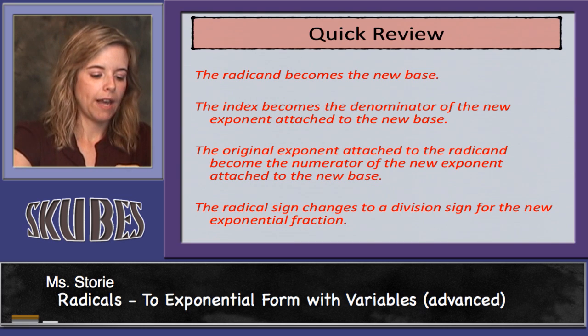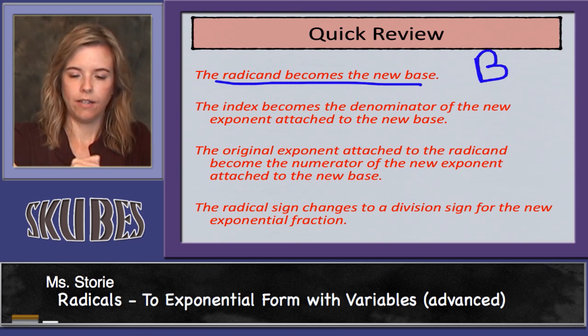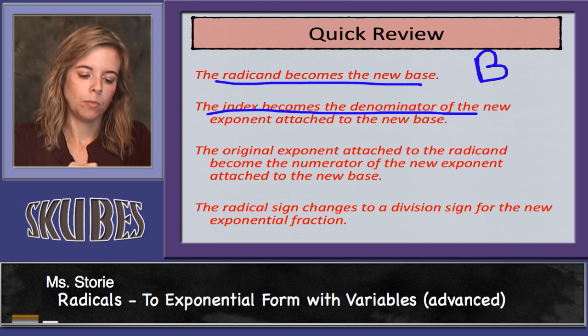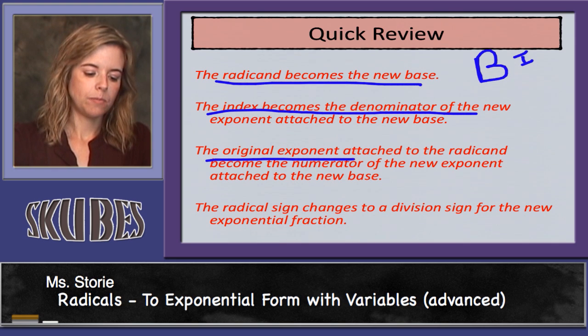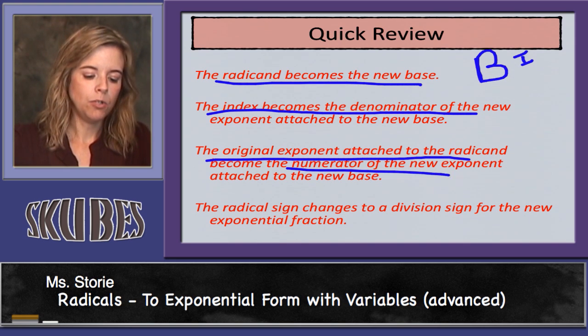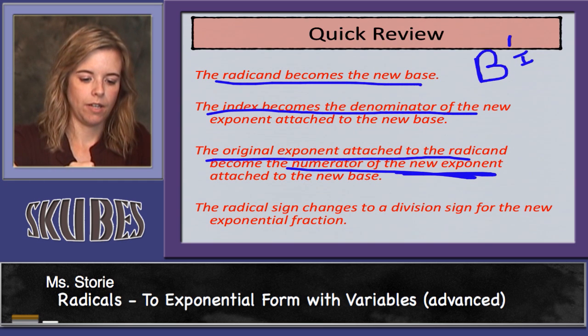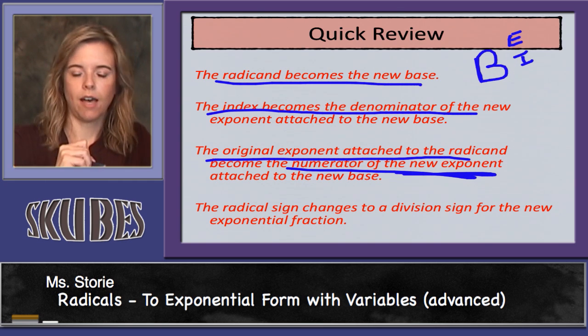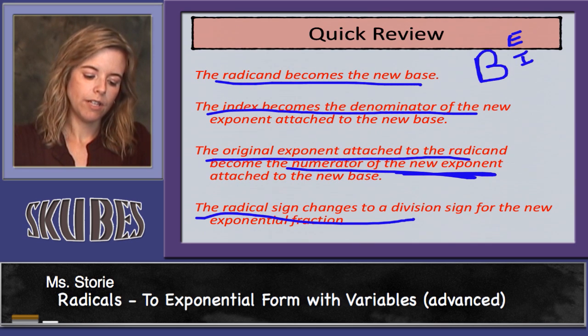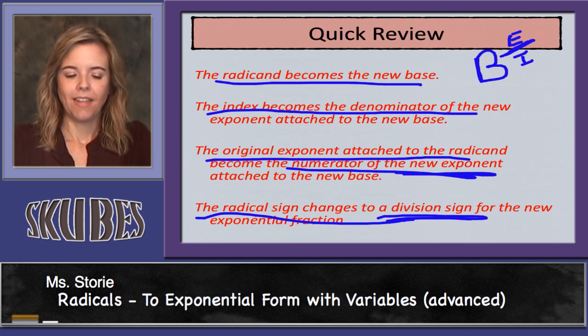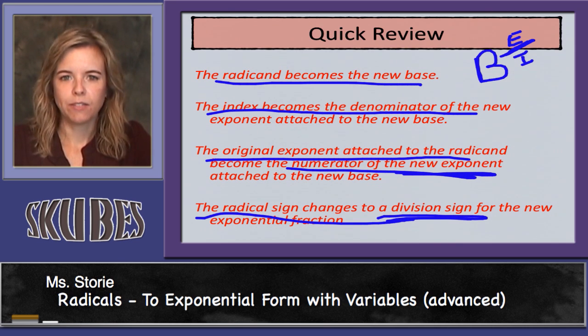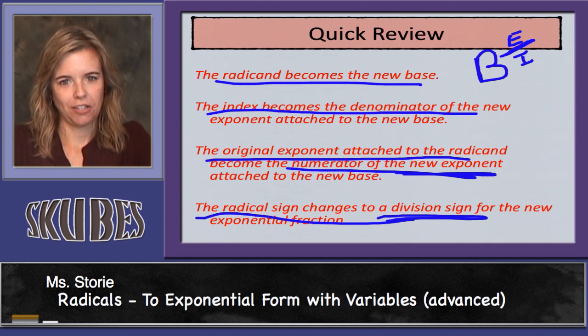For a quick review, the radicand becomes the new base, the big number, the B. The index, that tiny number, becomes the denominator of your new exponential fraction. So the I goes on the bottom. The original exponent that's attached to the radicand becomes the numerator of the new exponent. So the original exponent goes up on top as numerator. And then that radical sign that was there changes to a division sign for the new exponent. So B, E, I. And that's it for our lesson on radicals to exponential form with variables, a more advanced look.